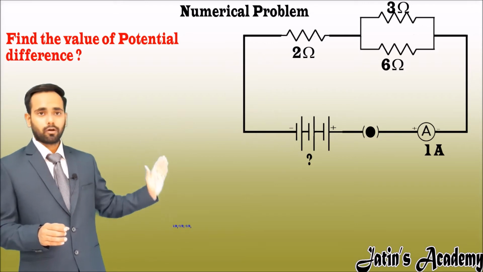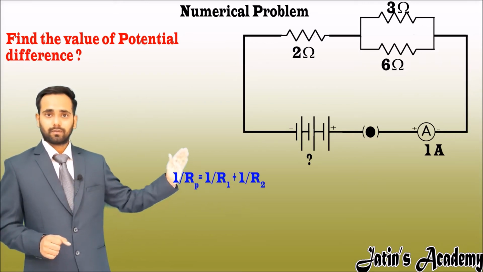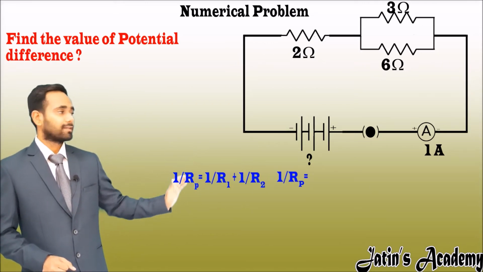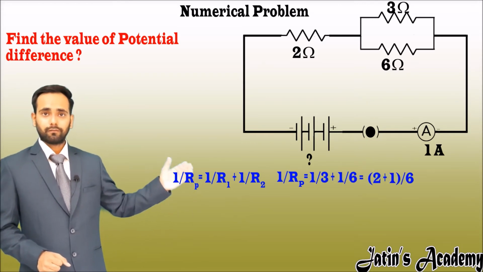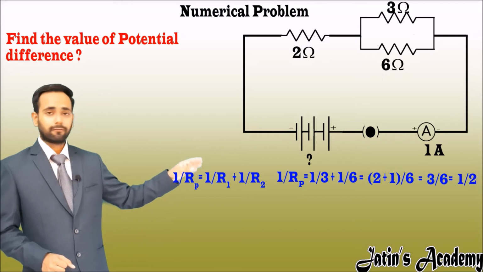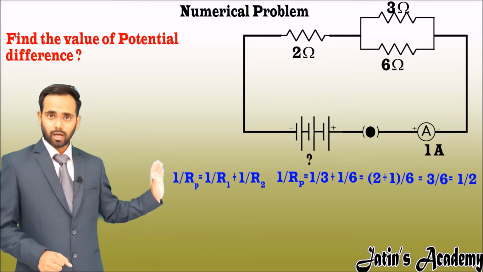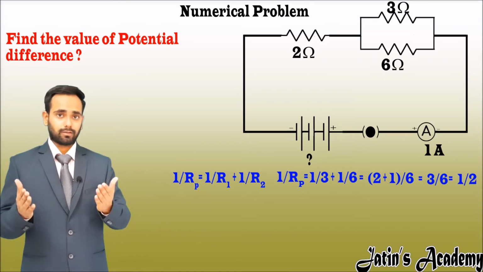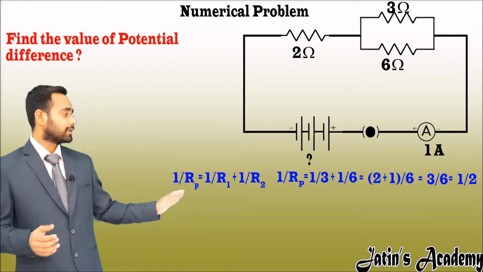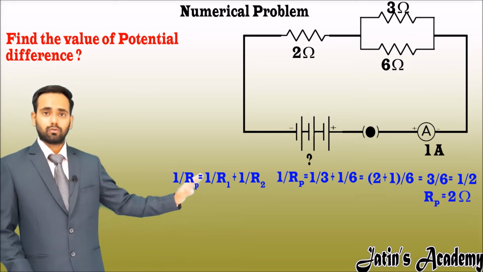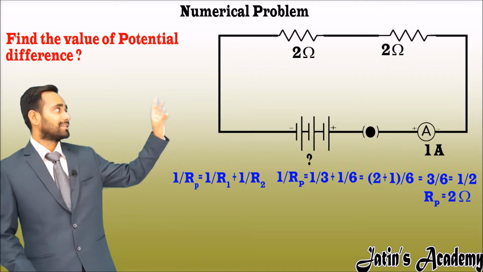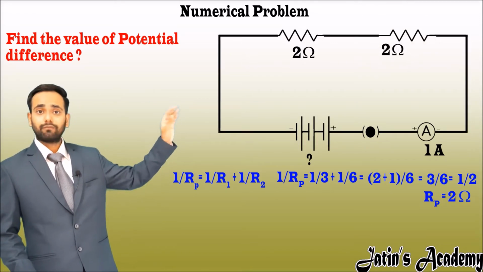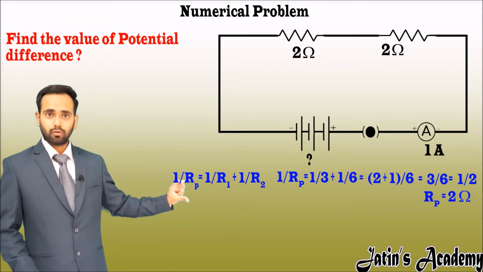We have 1/Rp = 1/R1 + 1/R2, meaning 1/3 + 1/6. Taking LCM 6, on the numerator we get 3, so we get 1/2. But here it is 1/Rp, so we have to take the reciprocal. After the reciprocal we get Rp = 2 ohm. Now replace the parallel combination with 2 ohm. Now we get the 2 ohm value.